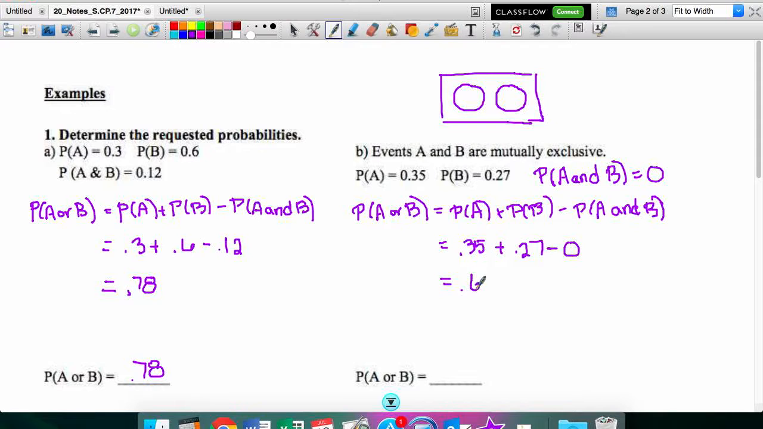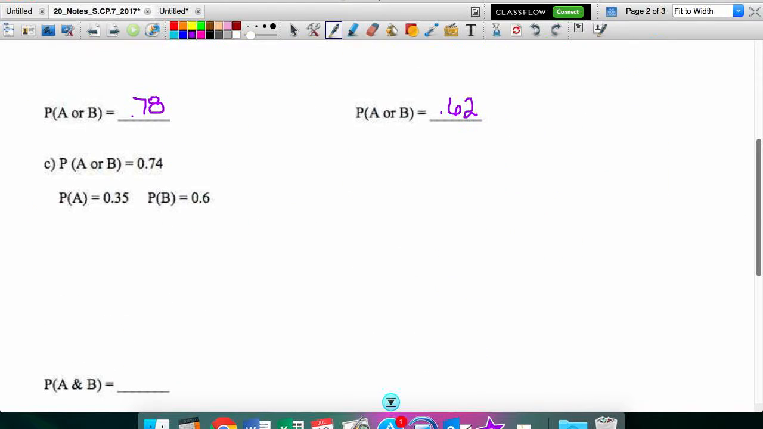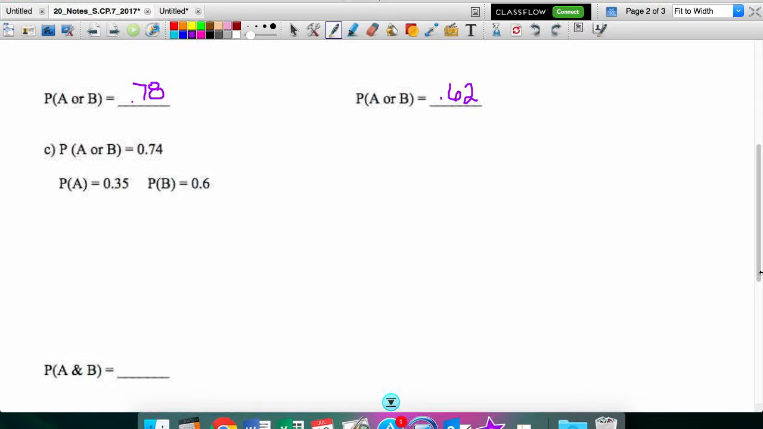Adding these together, we get the probability of our union A or B as 0.62. Moving on to C. In part C, we know the union probability. We know A, we know B, but we're looking for the AND. So once again, we're going to start off with our union equation.